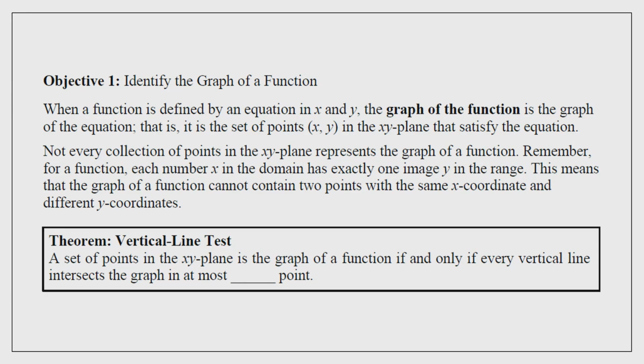So to help us determine whether a graph is a function, we can use the vertical line test. The vertical line test says that a set of points in the xy plane is the graph of a function if and only if every vertical line intersects the graph in at most one point.